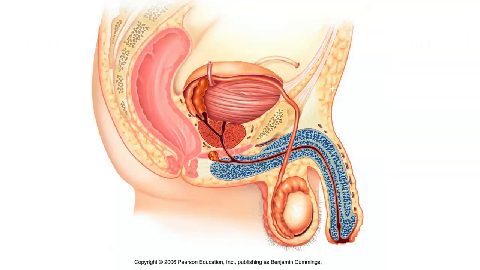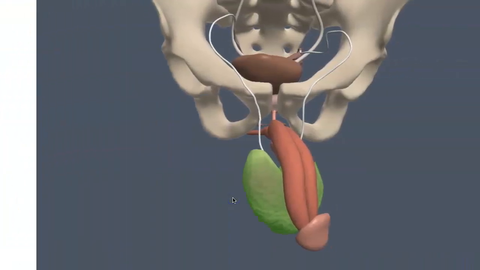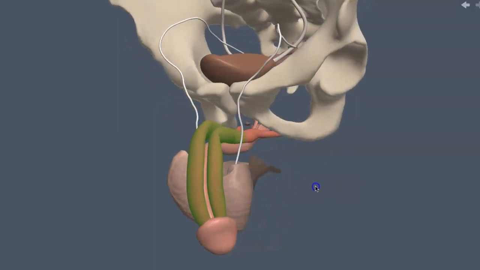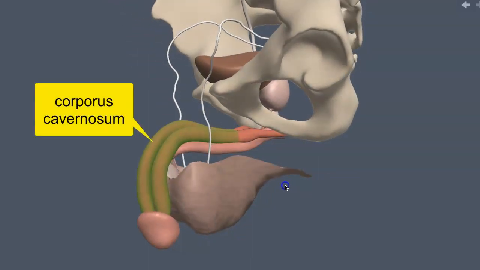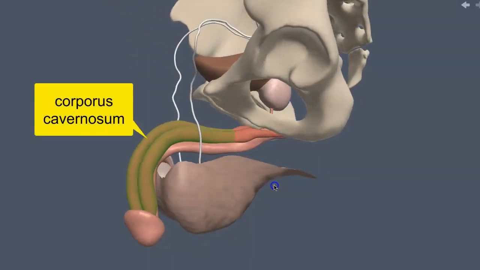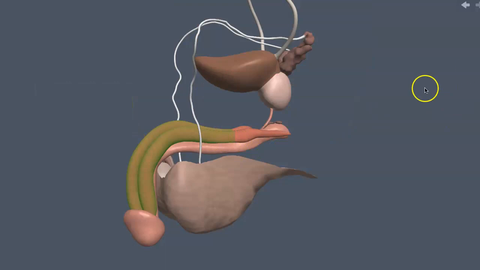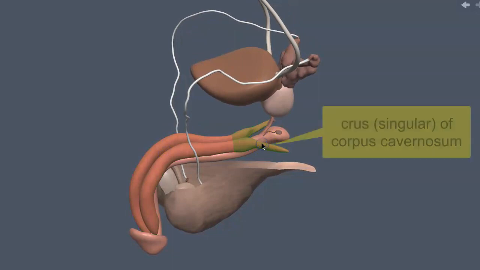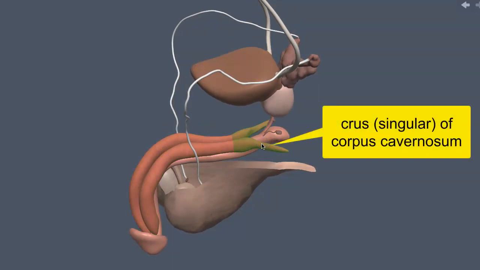Let's take a look at a different model to see the 3 columns of erectile tissue. Here we can see the scrotum, and here we can see 2 of the 3 columns of erectile tissue that make up the penis. These are the 2 dorsal columns. They're called the Corpora Cavernosa, or Corpus Cavernosum, singular. The Corpora Cavernosa, when they move into the pelvic cavity, flare out to the right and the left, which you can see here. This is known as the crura, which anchors the penis in the pelvic cavity.